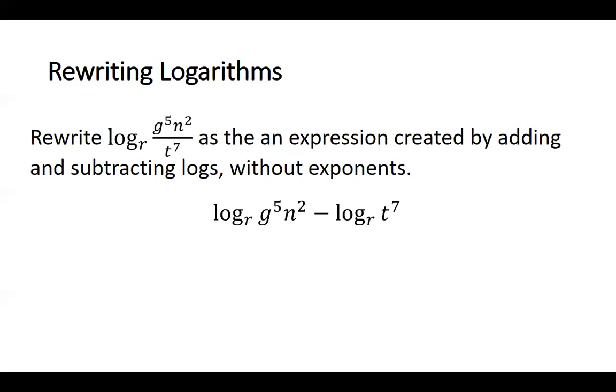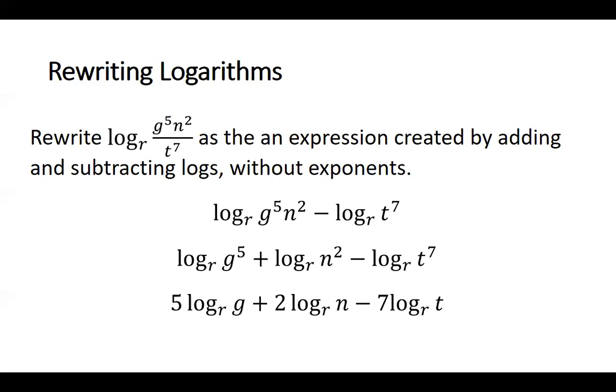Now that we've done that, we can break apart the product. We have log base r of g to the fifth times n squared. We can break that product apart as an addition: log base r of g to the fifth plus log base r of n squared minus log base r of t to the seventh. Now that we have that, we can take our exponents and just take them out front. So 5 log base r of g plus 2 log base r of n minus 7 log base r of t.